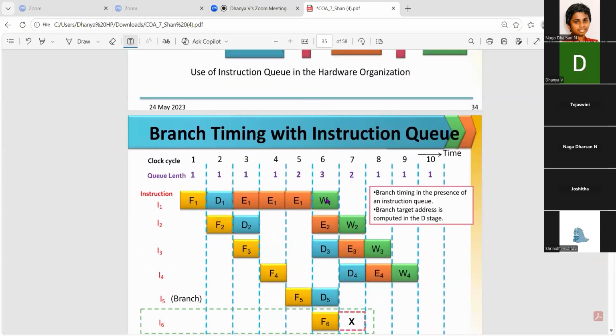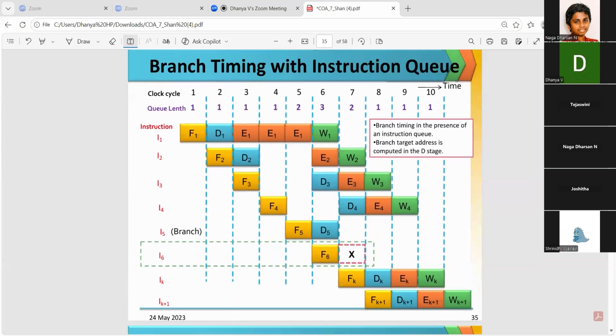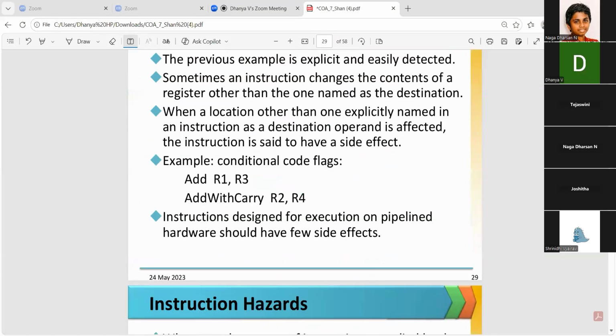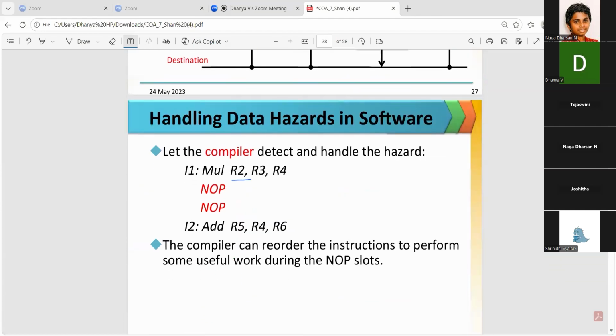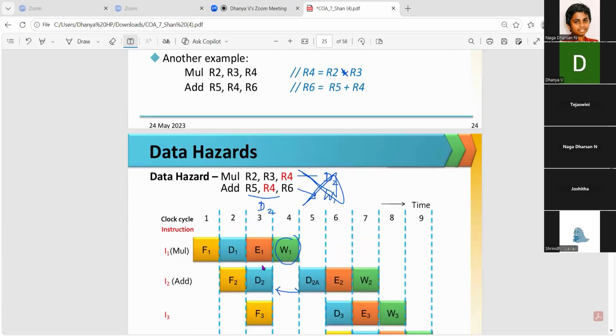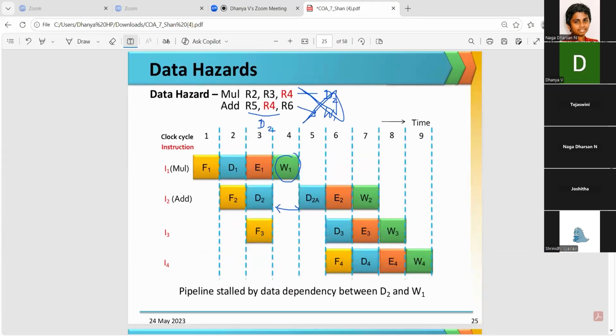Okay, so let's look at this now. I'm so sorry, I forgot to tell something in data hazards. We looked into this multiplication and addition example, right? What this is, essentially, is a RAW hazard.